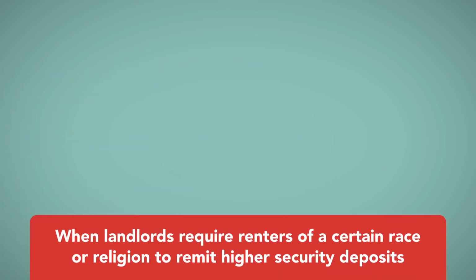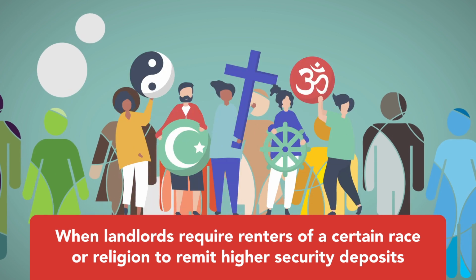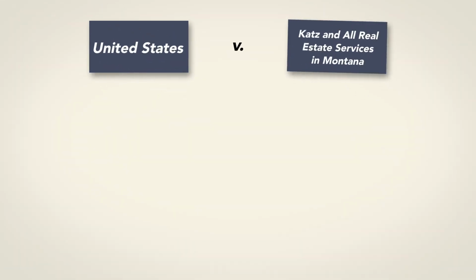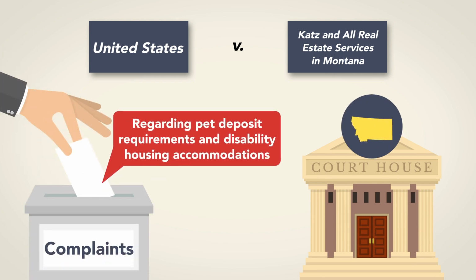Housing violations may also result when landlords require renters of a certain race or religion to remit higher security deposits than other renters. In United States v. Katz and All Real Estate Services in Montana, the United States District Court considered a complaint regarding a pet deposit requirement and disability housing accommodations.